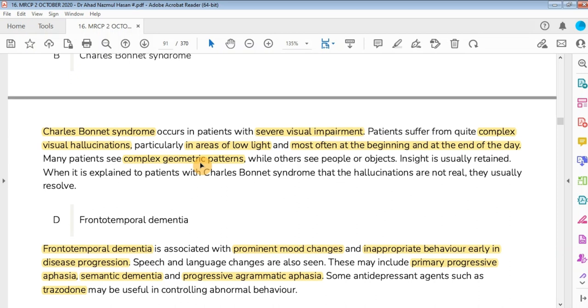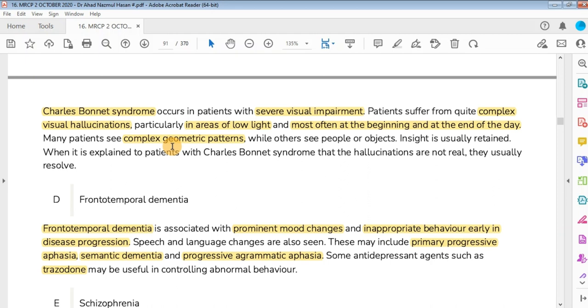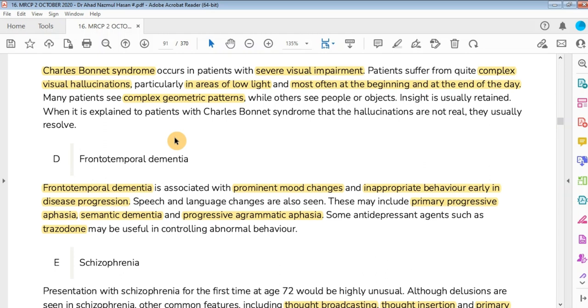Charles Bonnet syndrome occurs in patients with severe visual impairment. Patients suffer from quite complex visual hallucinations, particularly in areas of low light and most often at the beginning and at the end of the day, because during this time there will be low light, so the patient cannot see properly. And many patients see complex geometric patterns.